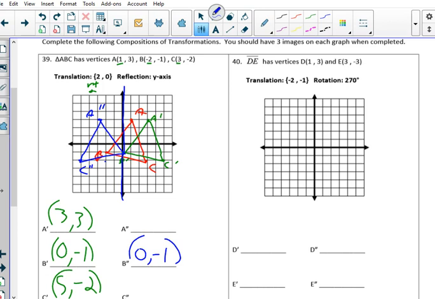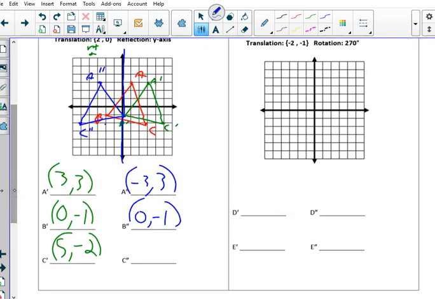So A double prime is at -1, -2, -3, up 3. And then this is going to be at -5, -2. Notice the x's just changed from positive to negative. And the y's did not change at all when we reflected.